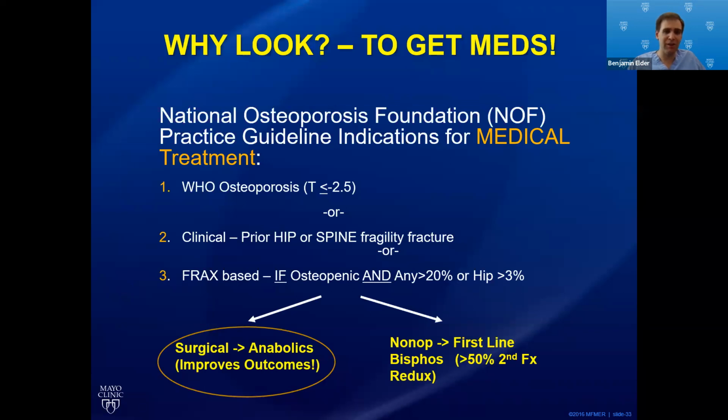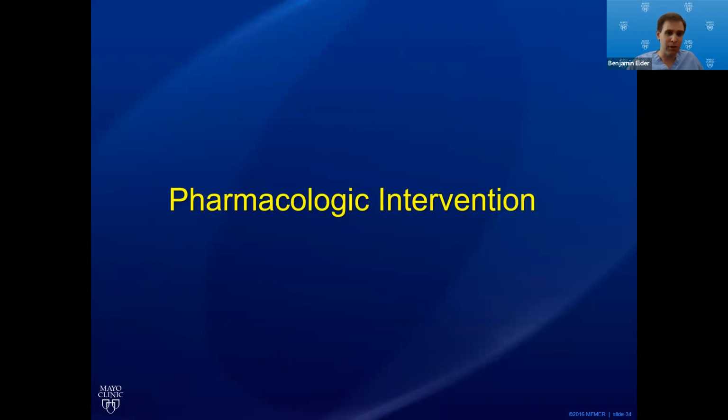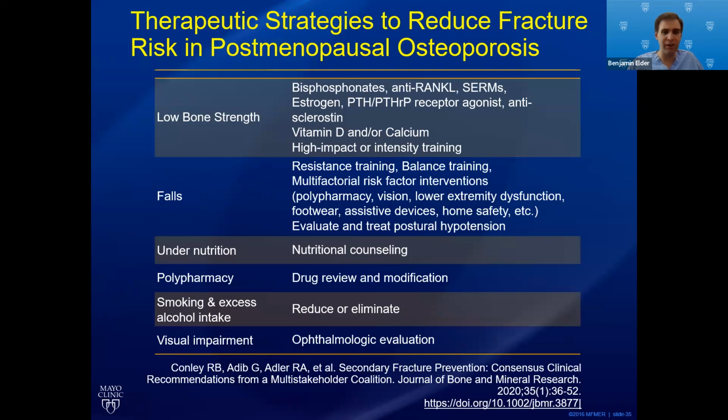And so what's the goal of using all these tools to diagnose someone with osteoporosis? That's really to get them to qualify for medical treatment before our surgery to try and minimize complications afterwards, and really trying to get them on anabolic therapy to improve their bone density. So what are the different pharmacologic interventions or treatment interventions? So for low bone strength, we have a lot of different medications that we'll talk about a little bit later.